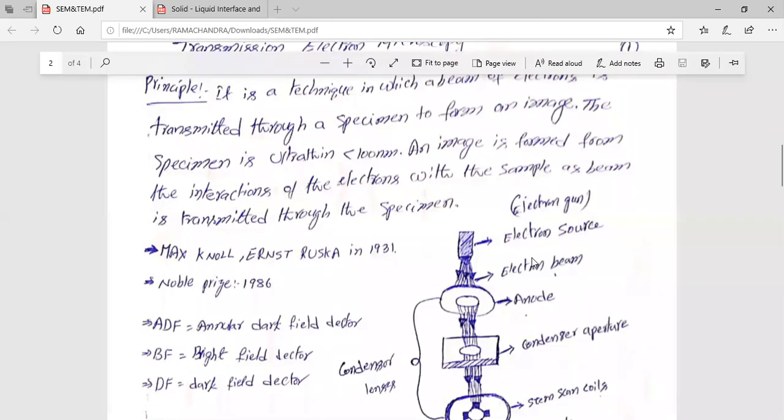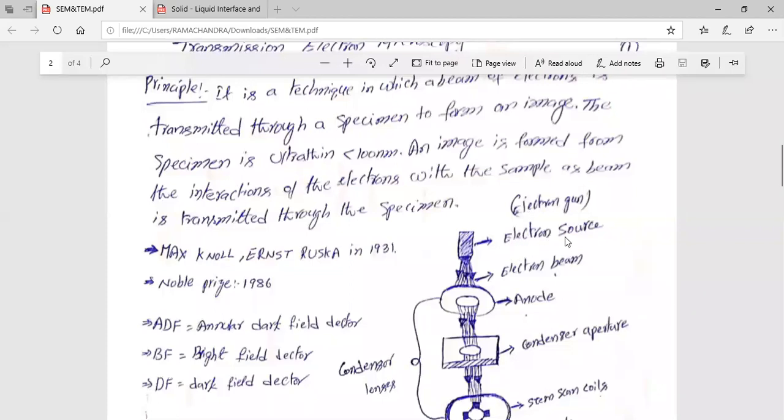So in TEM, here also we cannot use a light source. A light source is nothing but emission of photons. So here we use an electron source instead. The electron source is nothing but emission of electrons; the moving of electrons is known as electricity. That's why we use an electron source, an electron gun, to produce an electron beam.